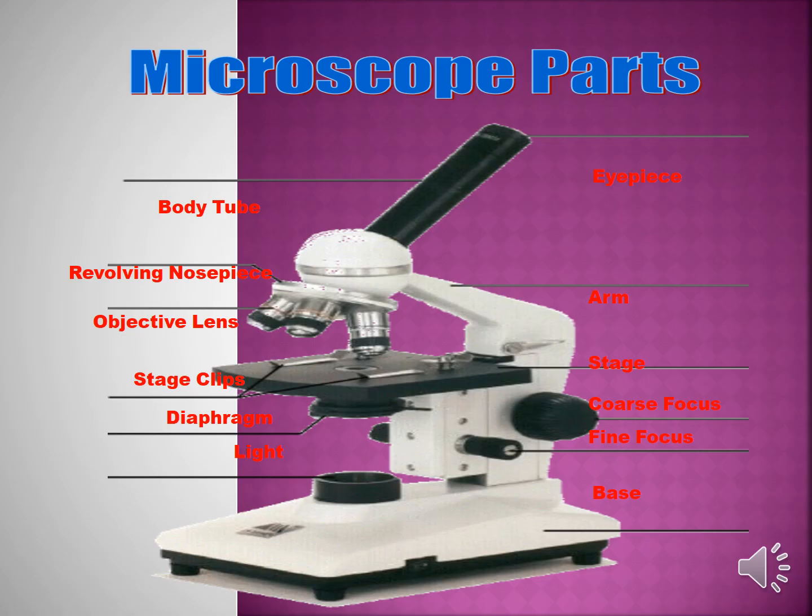So these are the parts of the microscope. The tubular structure is the body tube, the eyepiece, the arm, stage, coarse focus, fine focus, base, light source, diaphragm, stage clips, the objective and the revolving nosepiece. I request every student who is seeing the microscope for the first time to pause the video for 30 seconds, look at it, memorize the parts and move ahead.